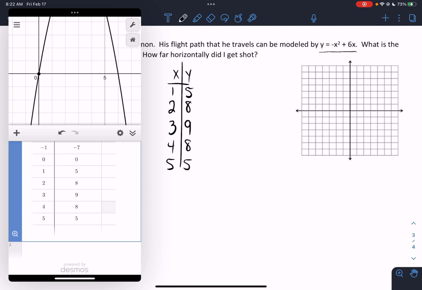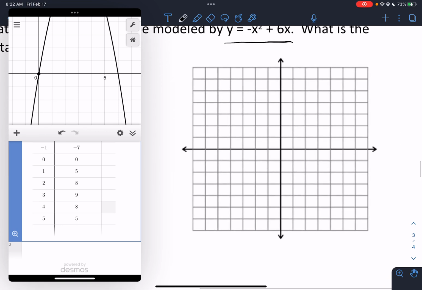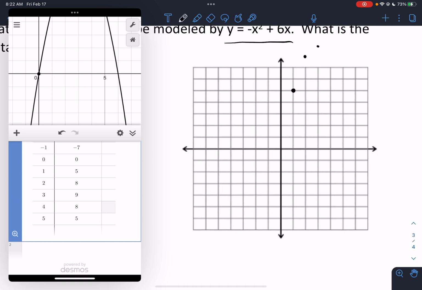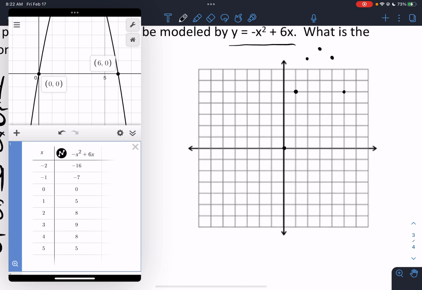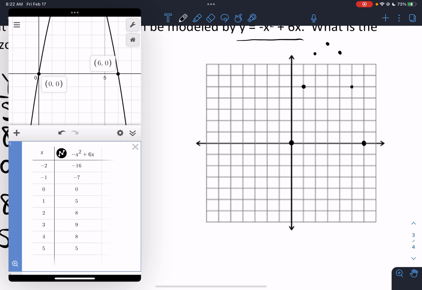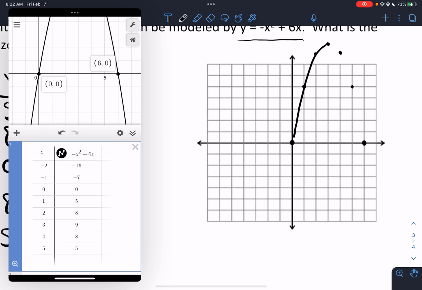So there's what my graph should look like. When I graph those points, 1, 5 and 2, 8 go up, and then down and down. I can see my x-intercepts where it runs into my x-axis. If I add one more point on each side, I get 0 and 6, 0. So when I graph this, my parabola should look something like this.